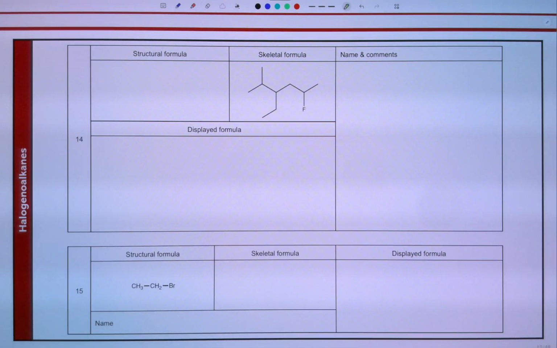Halogenoalkanes. Pause the video and attempt the questions.